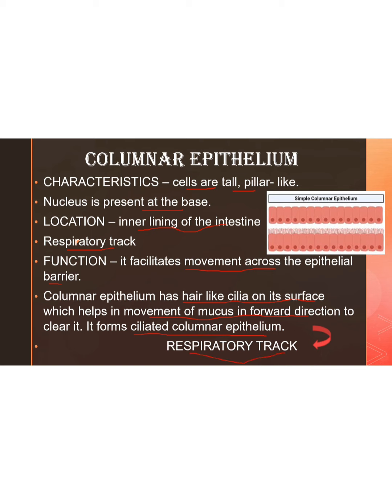Okay, so what will happen? These are the simple columnar epithelium, but just look into these structures. These structures are nothing but the cilia which are present over the simple columnar epithelium. And what is the function of these cilia? It is to help in movement of mucus in forward direction. So this plays a very important role in clearing the surface of the respiratory tract so that we can inhale all the gases properly. Okay, understood?